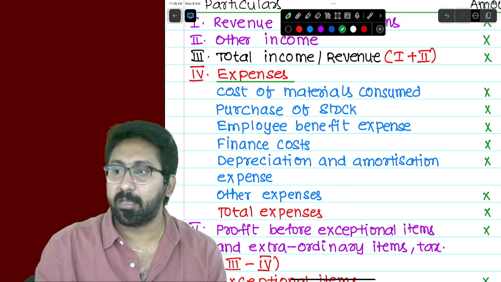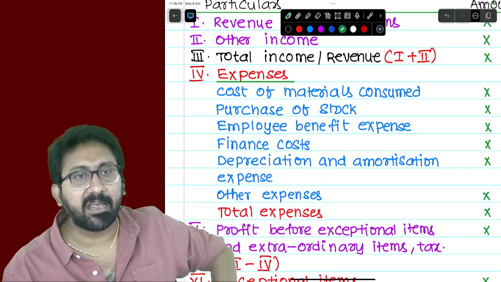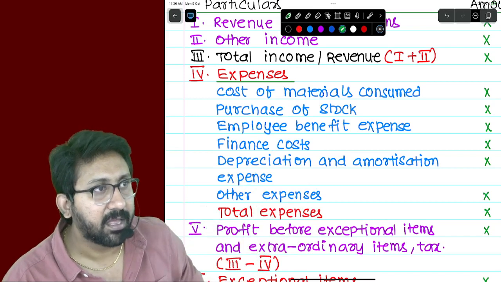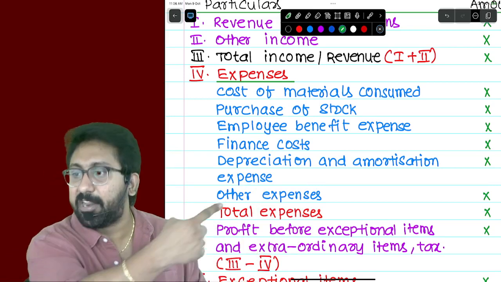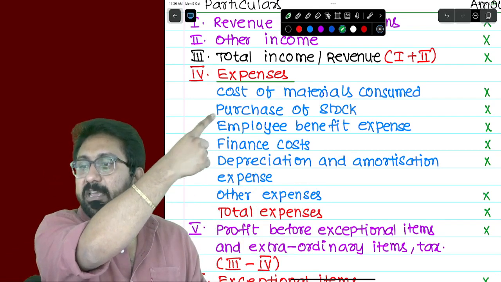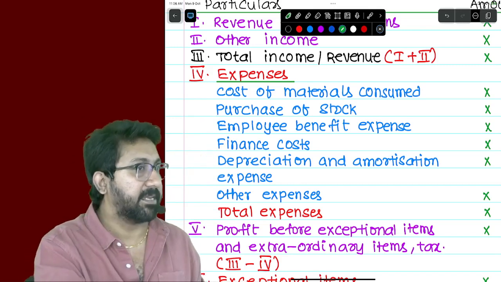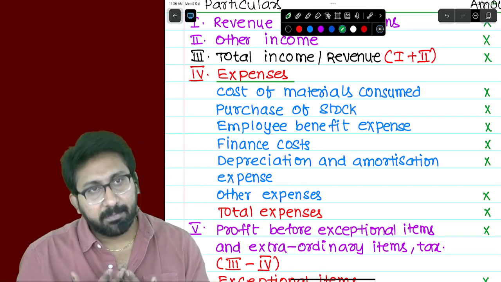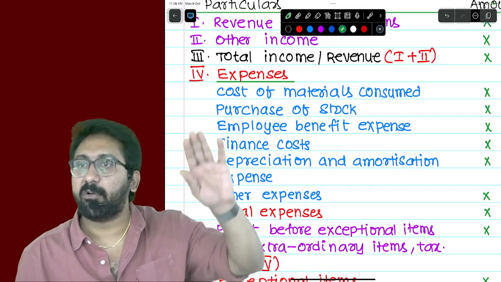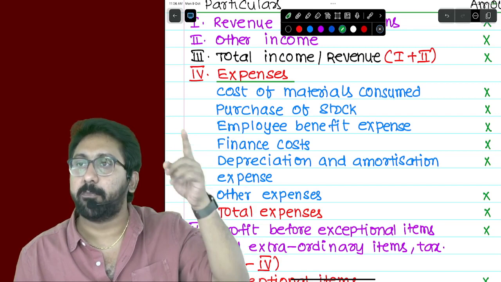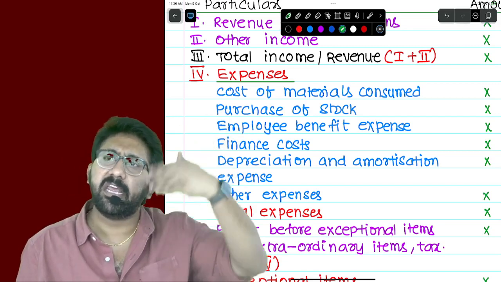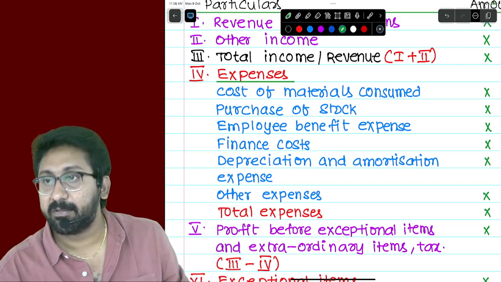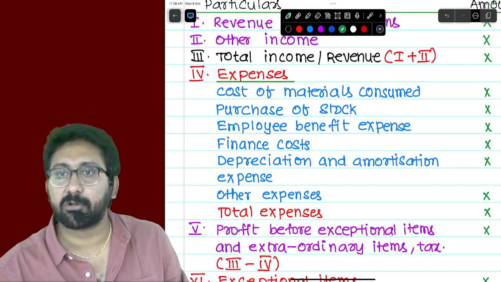We are doing the P&L account as per accounts. That's why AS 15, employee benefit, is there, and here also they use the words employee benefit expense. They don't use the word salary. Are you getting my point? Tell me, what are the expenses? Number one, cost of materials consumed. Second, purchase of stock. Third, employee benefit. Next one, please explain to me what is the finance cost.